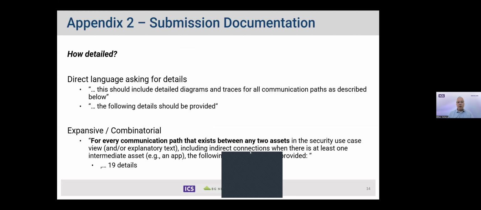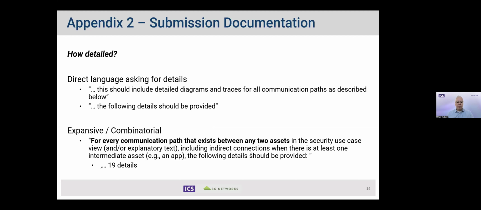All right, so how detailed? In answering that, I point out direct language in the guidance that is asking for details. So, quote, "This should include detailed diagrams, traces for all communication paths as described below. The following details should be provided." And then there's this wording that, in my mind, really brings a combinatorial challenge to the equation. "For every communication path that exists between any two assets, including indirect connections, where there's at least one intermediate asset."